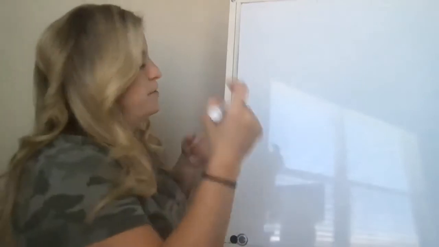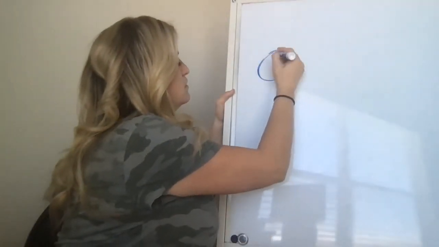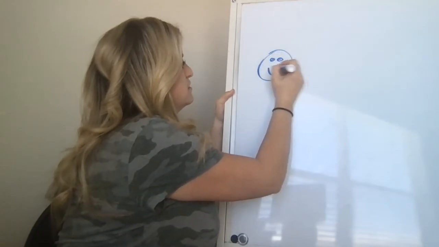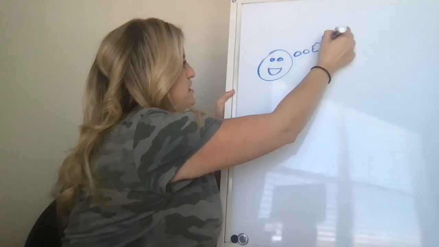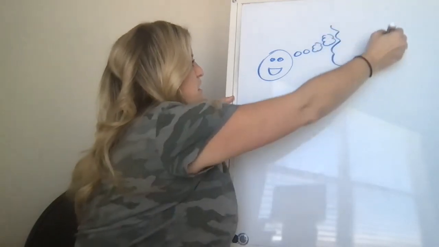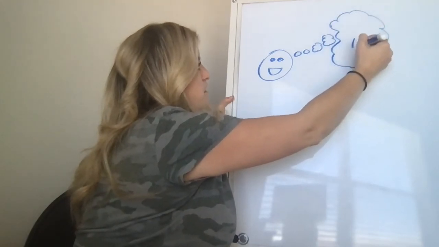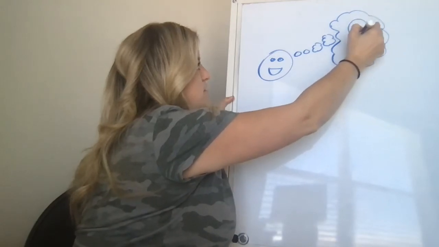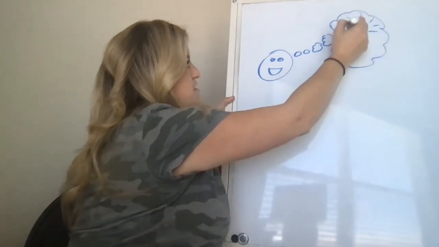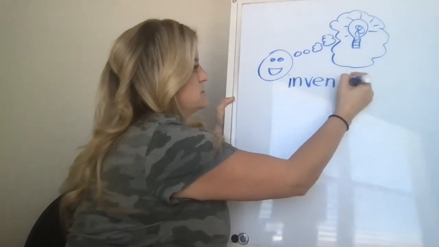I am going to do, first we're going to draw about it. So I'm going to do invent. And here's a thinking bubble. Thinking bubble has like these lines. And I'm going to do a light bulb inside of it because that means I have an idea. So this means I'm going to invent. That's one of our words.